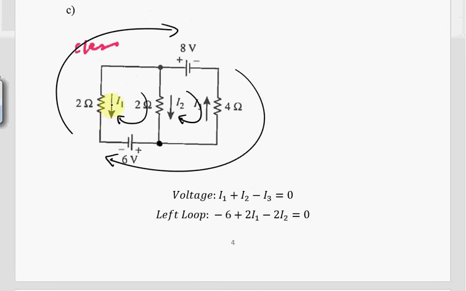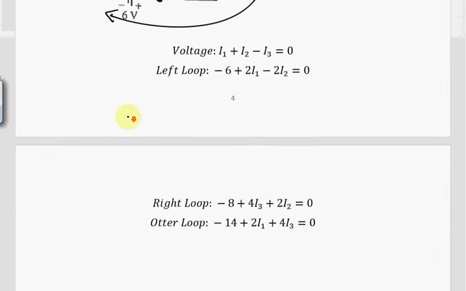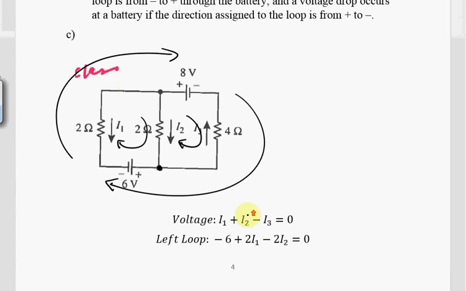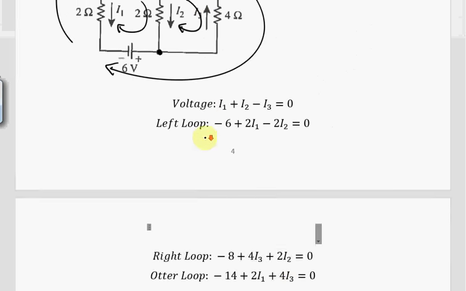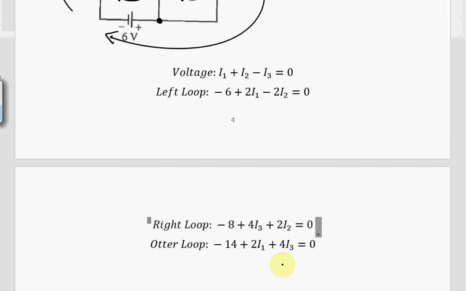We come to I sub 1, and the current assigned to the loop is moving opposite of the current assigned to the resistor, so it's going to be a plus 2 I sub 1. Then I come around to I sub 3. Again, it's opposite, so it's going to be plus 4 I sub 3. We're going to take these three statements here, and we're going to write the matrix.